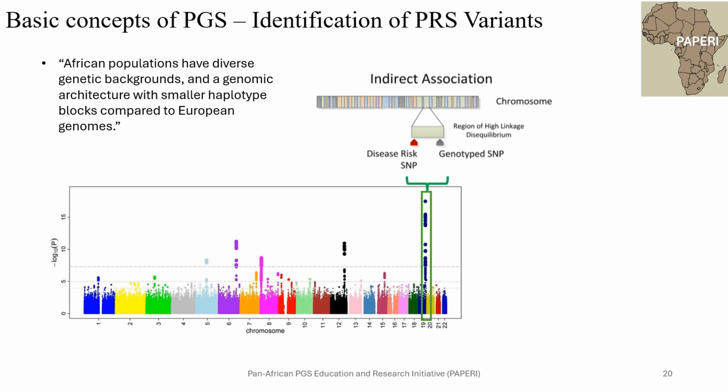If we had all the true causal SNPs for a polygenic risk score, we would likely see very little, if any, drop-off in the polygenic risk score performance across the populations.